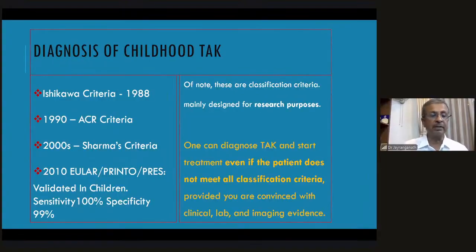Diagnosis of Takayasu's arteritis. There are so many criteria: Ishikawa criteria, ACR criteria, American College of Rheumatology, Dr. Sharma's criteria, EULAR criteria, that means European League Against Rheumatism, validated in children. Sensitivity is pretty high, specificity is also quite good. Of note, these are all classification criteria, mainly designed for research purposes. But still, please remember, one can diagnose Takayasu's arteritis and start the treatment even if the patient does not meet all these classification criteria. Please remember that.